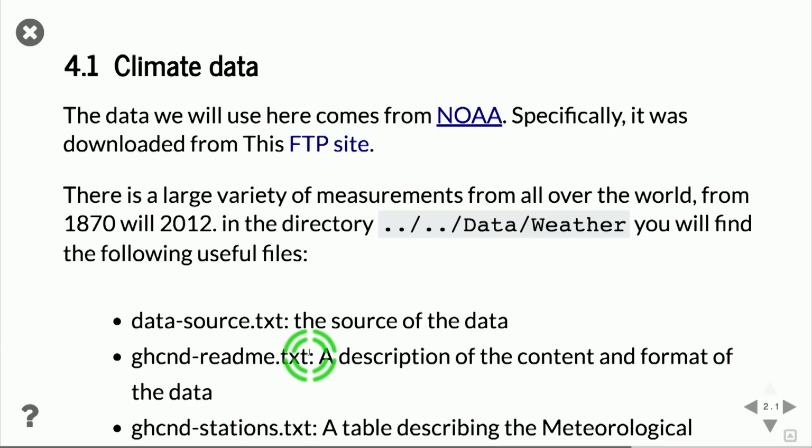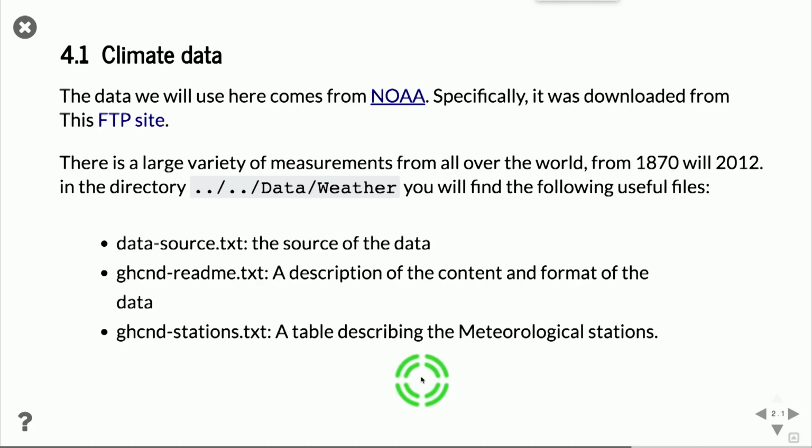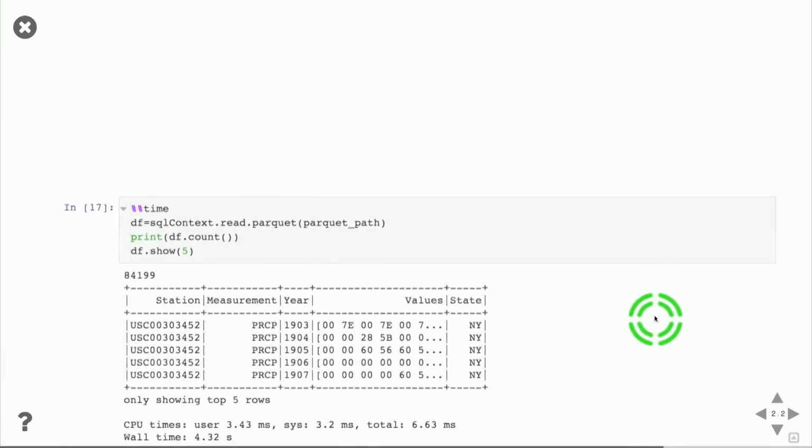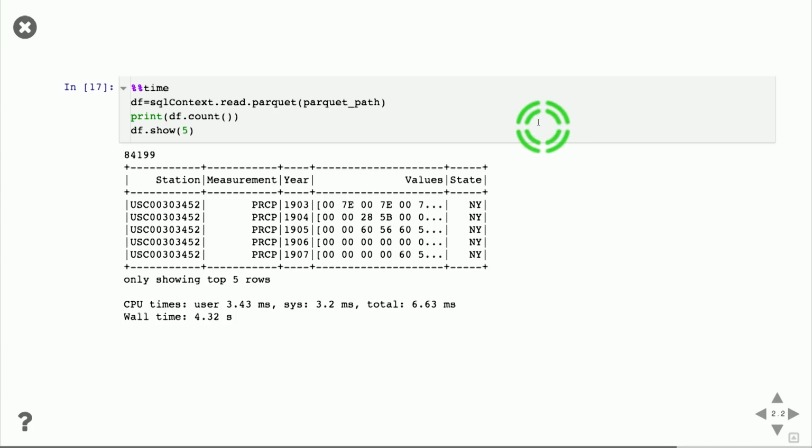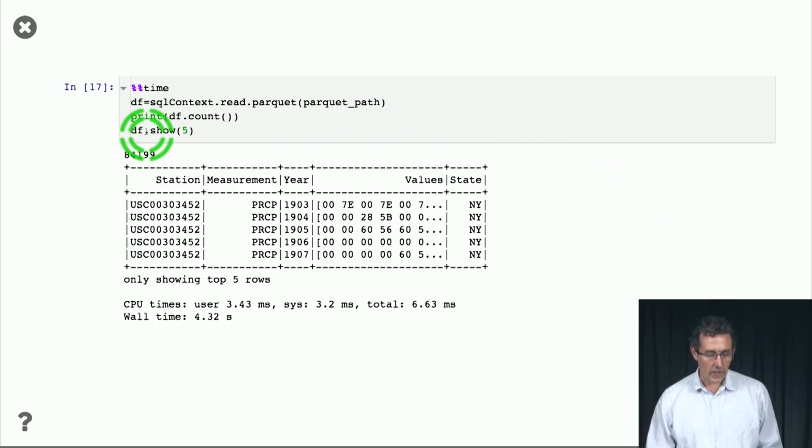This file is important. Basically, it gives you all of the explanations of what the different fields are, what the different measurements are, and so on. So this is a file that you'll have to read parts of in order to understand what the data means. And then the last file is a table that describes the meteorological stations used in this database. Okay, so the measurement file is a table that looks essentially like this.